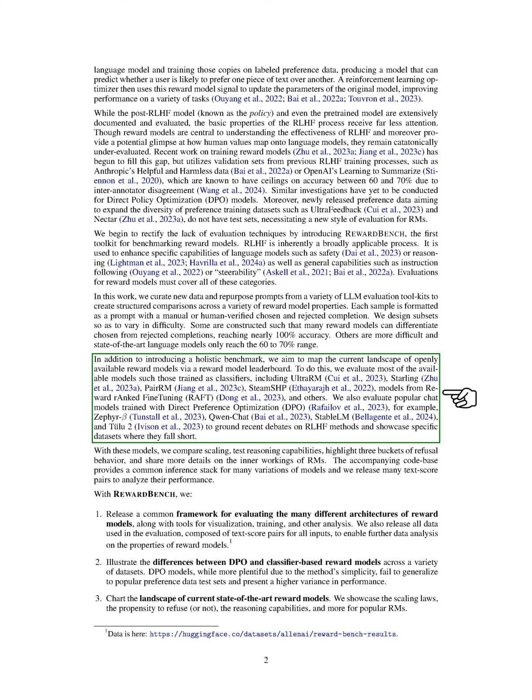Additionally, we aim to map the landscape of available reward models through a reward model leaderboard. We evaluate various models, including classifiers like Ultra-RM, Starling, Pair-RM, Steam SHP, and models from Reward-Ranked Fine-Tuning, RAFT. We also assess popular chat models trained with Direct Preference Optimization, DPO, to shed light on the strengths and limitations of different RLHF methods.